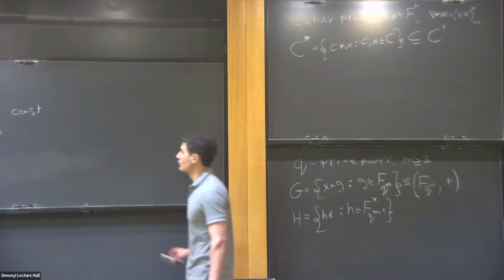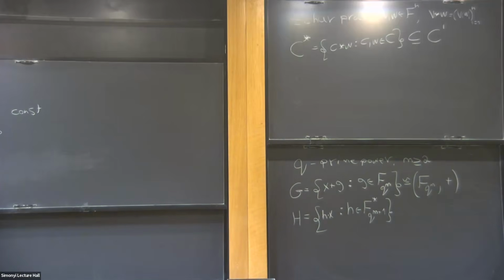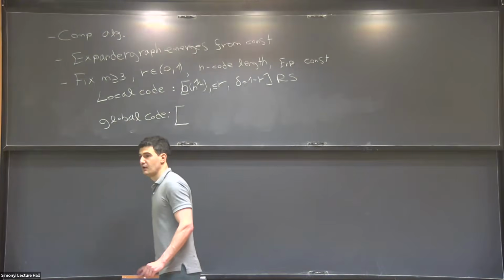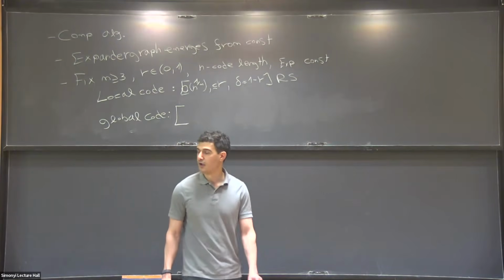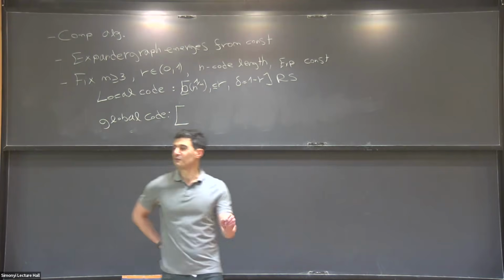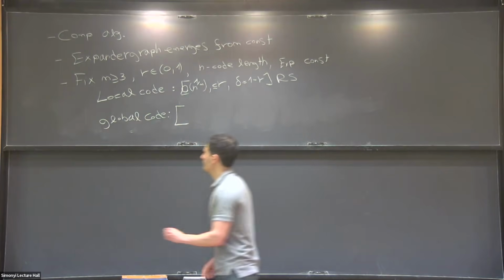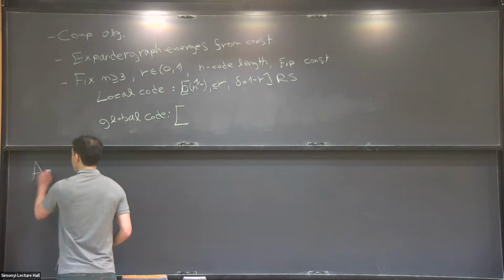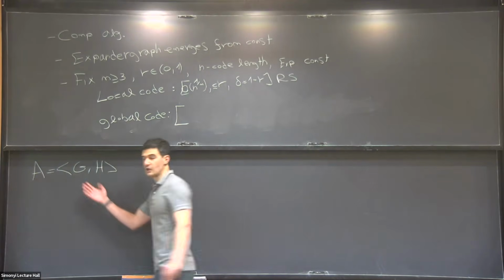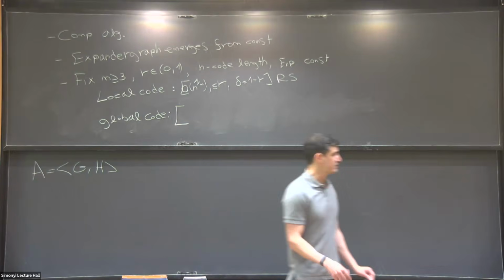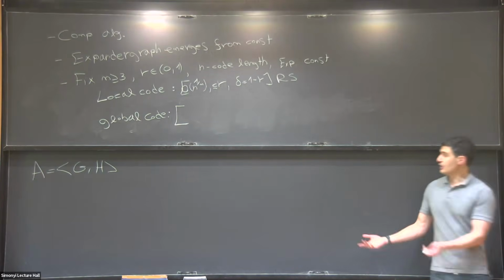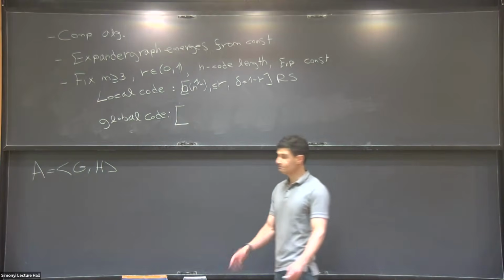So now I look at the group generated by Q to the M versus Q to the M plus 1, what is that? Okay, I will get to it in a second. Now I look at the group A that is generated by G and H. These are two groups, both groups of affine transformations, so I can look at the group generated by them.